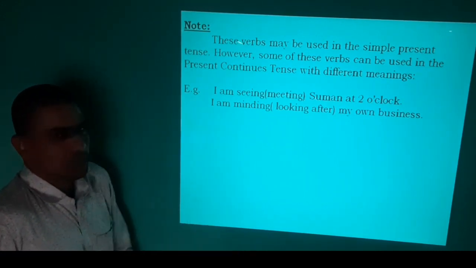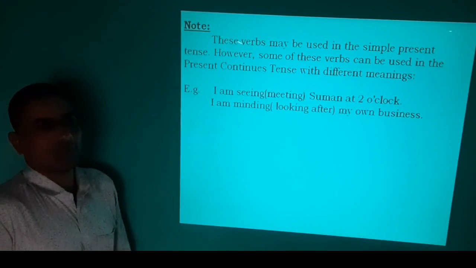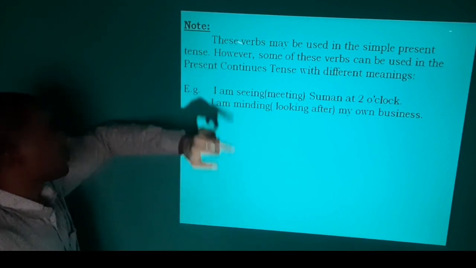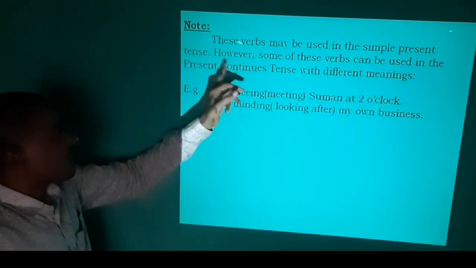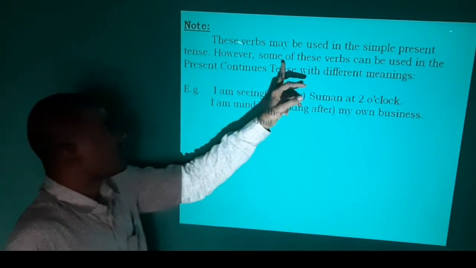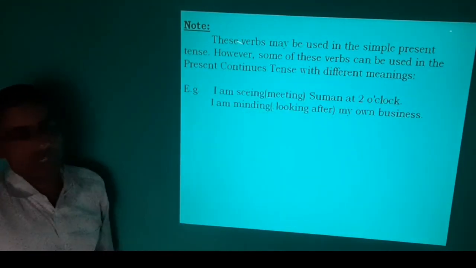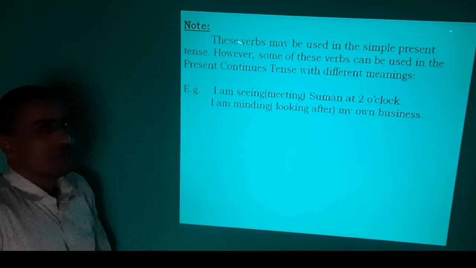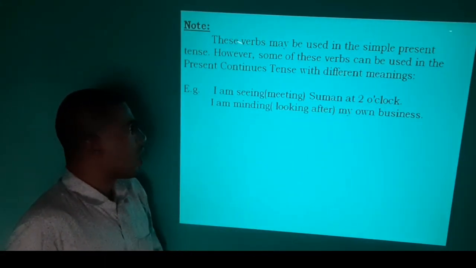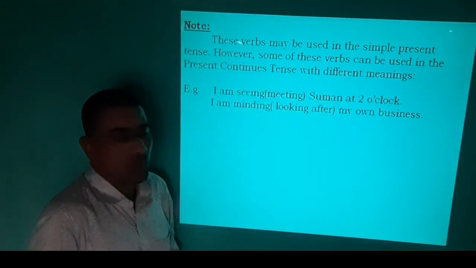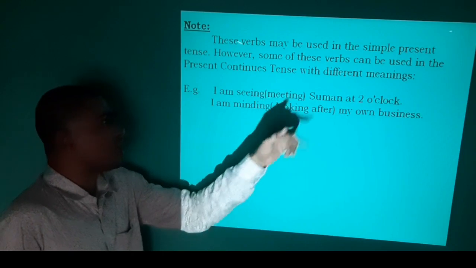Now there are certain exceptions. Of course, whenever you talk about English, it is always filled with so many exceptions. If you look at the exceptions, these verbs may be used in the simple present tense. However, some of these verbs can be used in the present continuous tense with a different meaning. When you want to differ in your meaning, we can use it in the continuous. If I say, I am seeing Suman at 2 o'clock, it is seeing as not just exactly looking at him, but it is meeting him. So in that case, I just differed in my meaning.